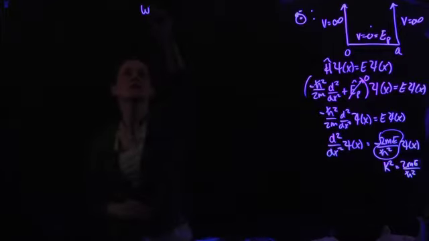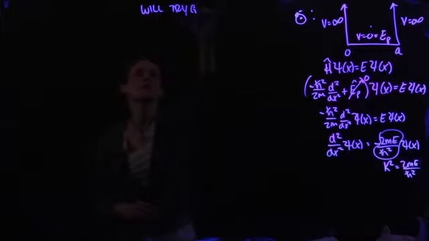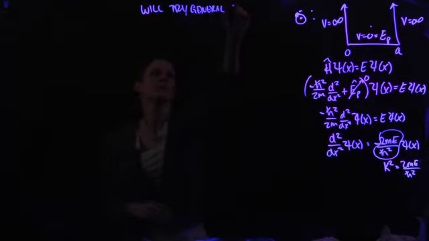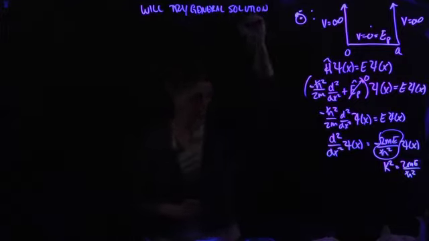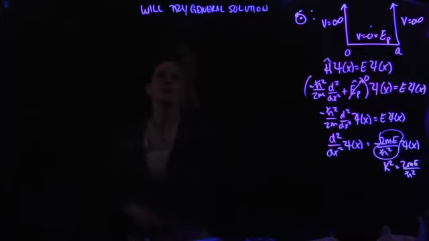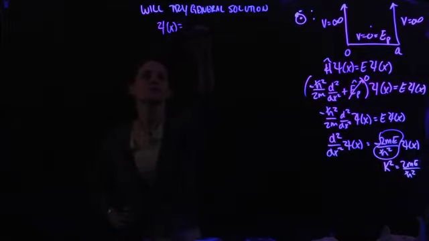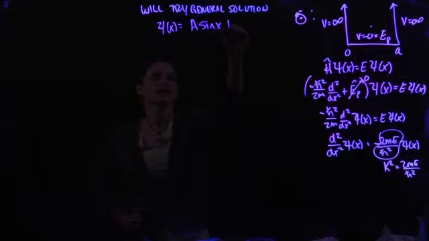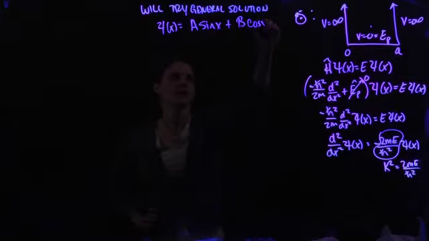We think we know what sort of wave function this should be, so we're going to just try one and see if it works. So we're going to try the general solution of psi of x is equal to a sine of x plus b cosine of x.